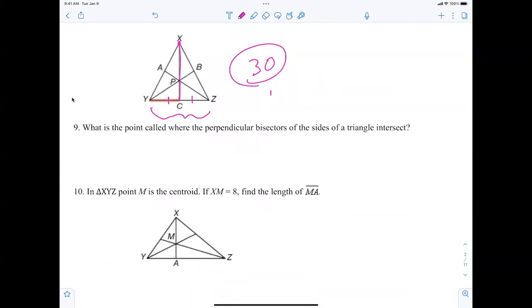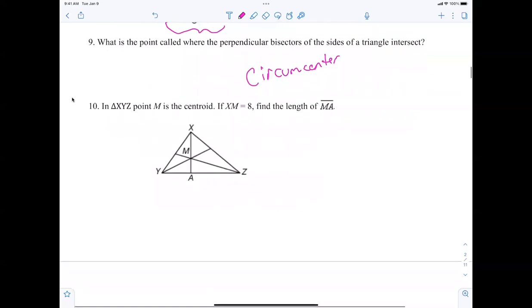Okay, perpendicular bisector, what did we say that was? Circumcenter. Thank you. All right, M is the centroid. XM is 8. XM is 8. What is MA? 4. What is XA? XA is what? 12. Thank you.